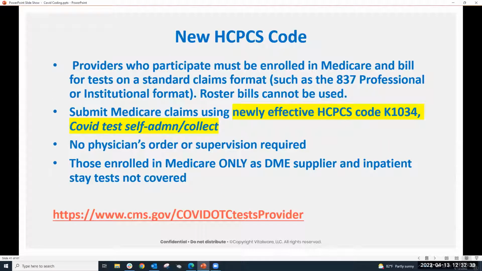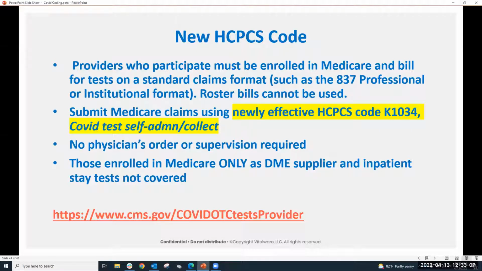So providers who participate must be enrolled in Medicare and bill for tests on a standard claim format. Roster bills cannot be used. The HCPCS code is K1034, and that is what you should submit on your claim. No physician's order or supervision is required for this, and those enrolled in Medicare only as a DME supplier do not qualify to participate in this, and it does not apply for inpatient COVID testing.